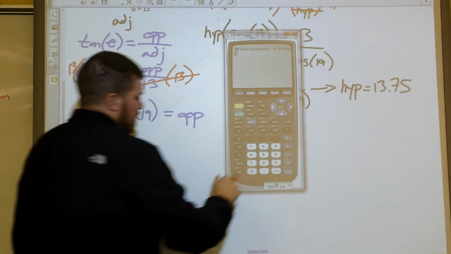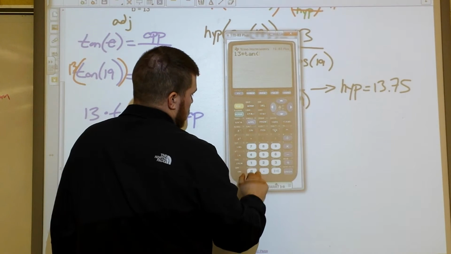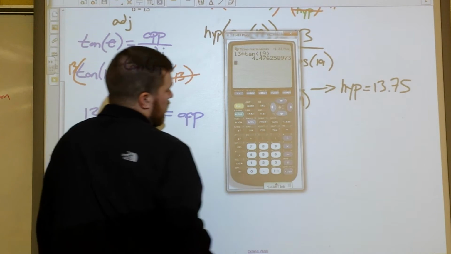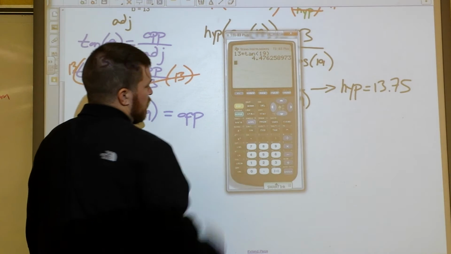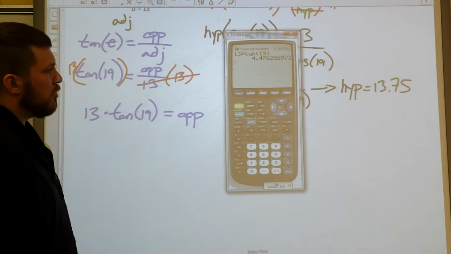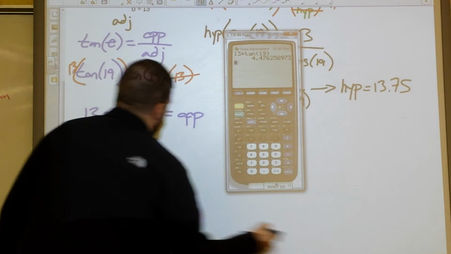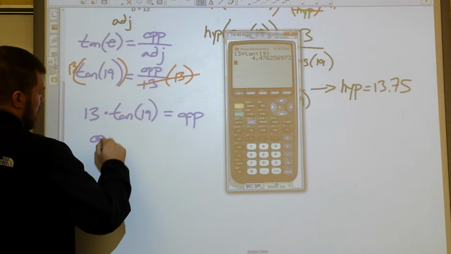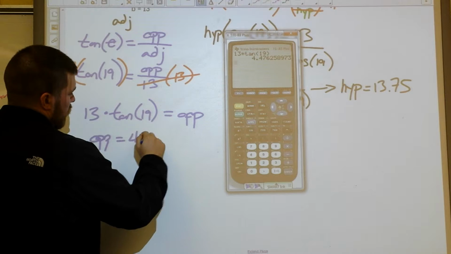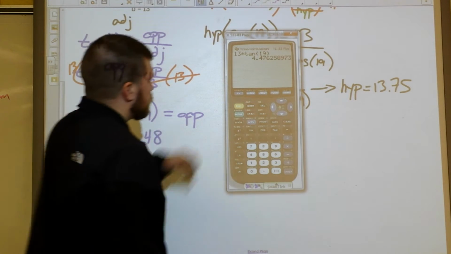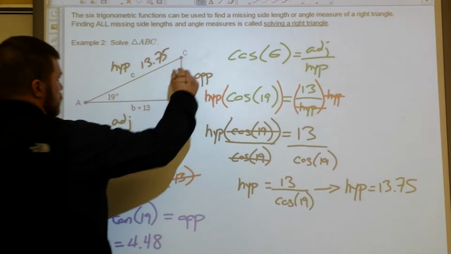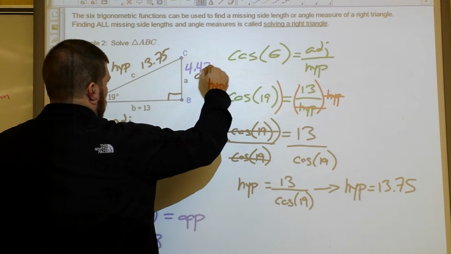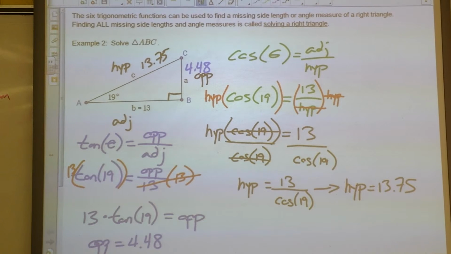So 13 times the tangent of 19 is 4.476. All right, and I'm going to round that to two decimal places, so I'm going to call it 4.48. So the opposite is about 4.48. Again, I'm going to fill in my picture. Kind of messy because I have all my scratch work all over the place. Try to be organized with your scratch work.